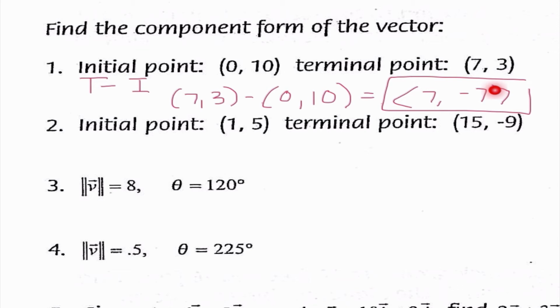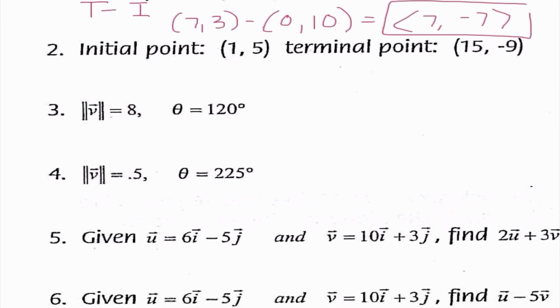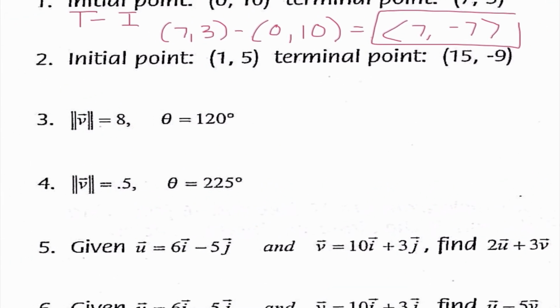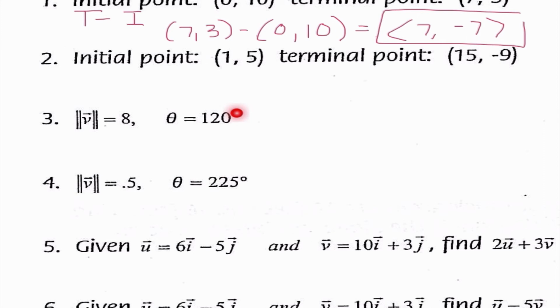Next, let's take a look at number 3. We know this notation means the magnitude of vector v is 8 and the direction is 120. Okay, so if I'm just kind of looking at this, I know 120 is in quadrant 2, and we don't know the x or the y.